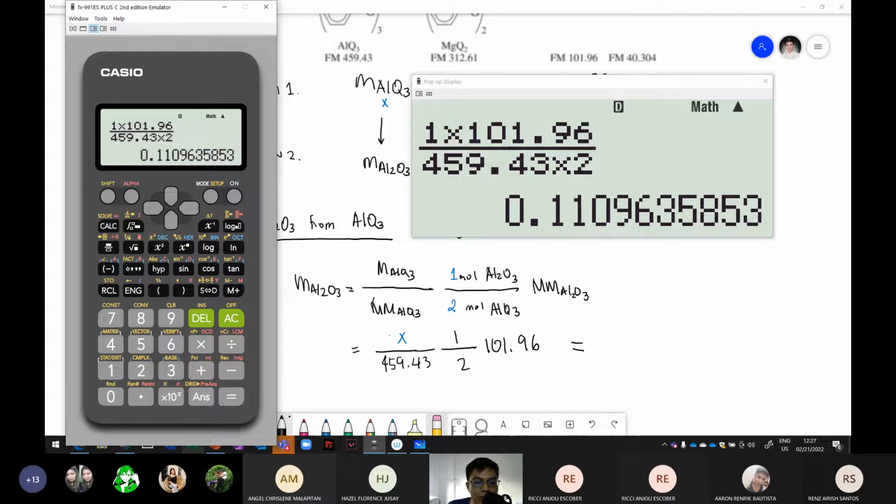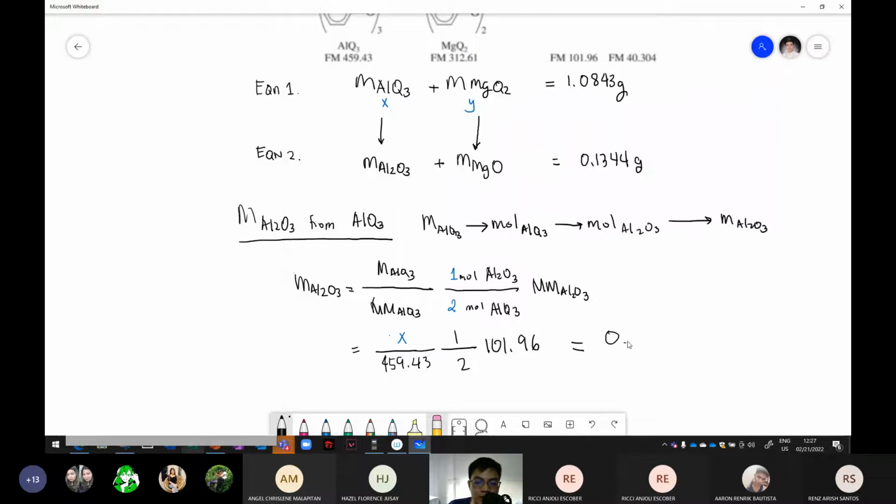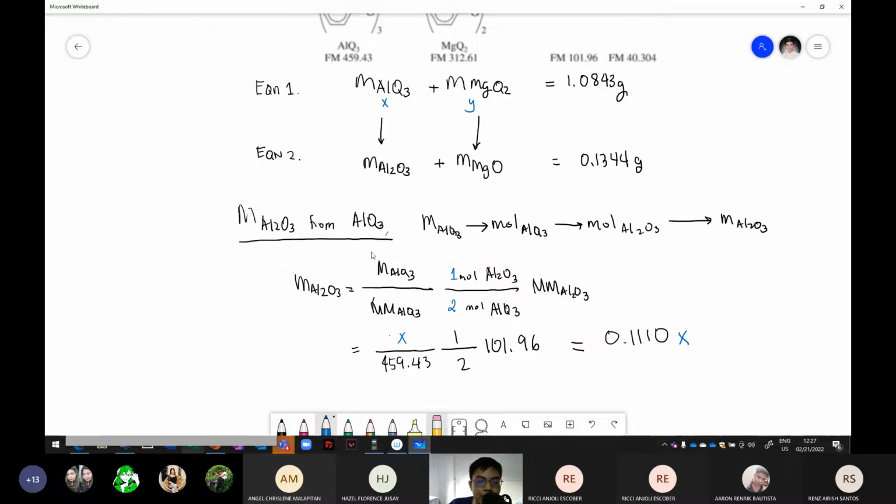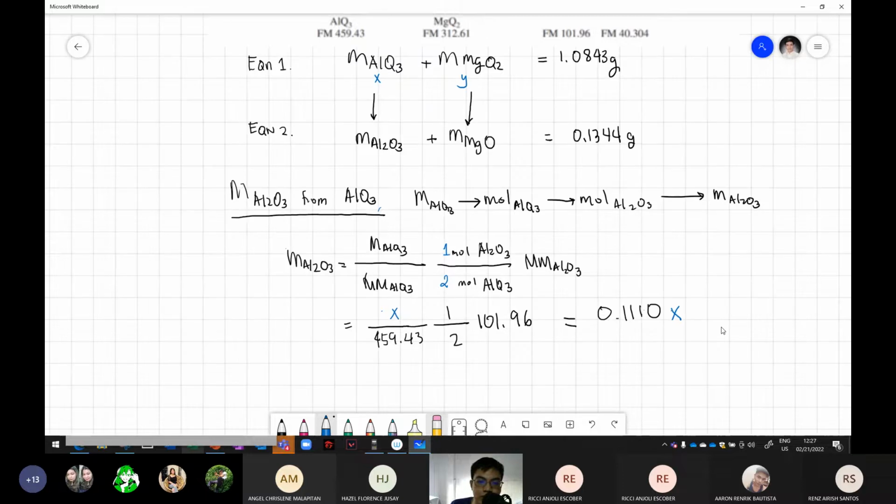196, 459, 43, 2. Okay. So I will round it off to 4 decimal places muna. 0.1110. So 1110. Okay, ganun lang. And then we can do the same for magnesium oxide.